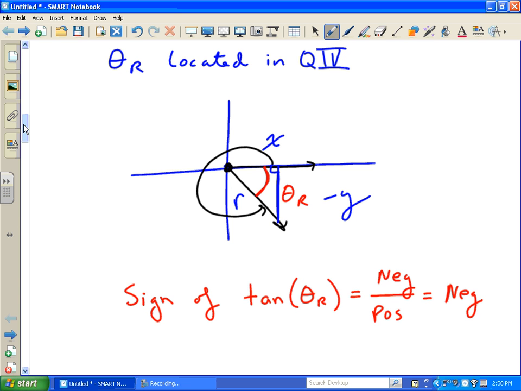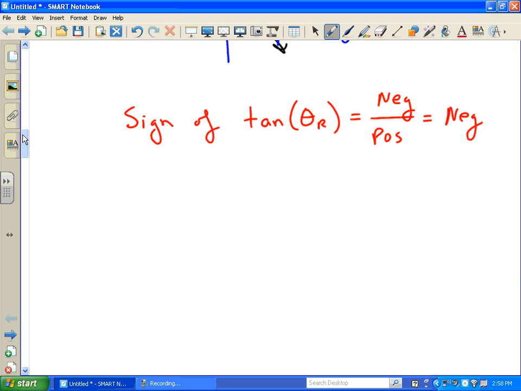So if they're asking you to compute a trig function in quadrant 3, you should be able to tell from the x, the y, and the r values what the sign of those trig functions are going to be based on the quadrant you are in. So I'm going to discourage you from trying to memorize any of those things.